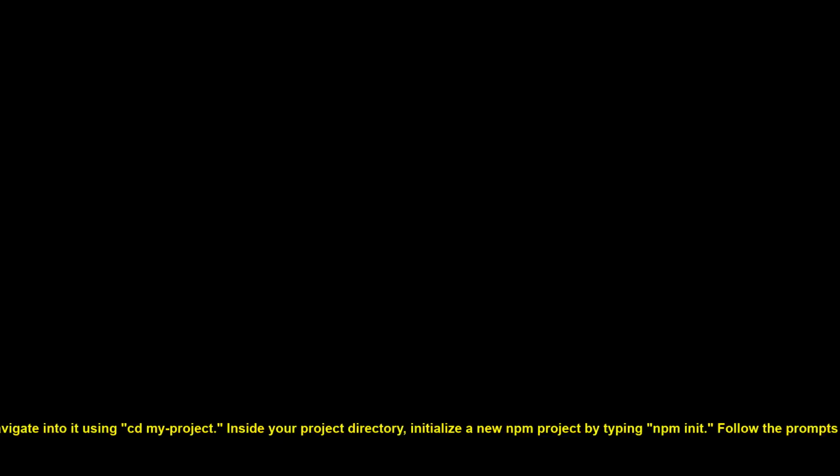Now, create a new project directory using the command line. You can do this by typing mkdir myproject and pressing enter. Once the directory is created, navigate into it using cd myproject. Inside your project directory, initialize a new project with npm init. You can press enter to accept the default options if you're unsure. After completing initialization, your project will have a package.json file created.